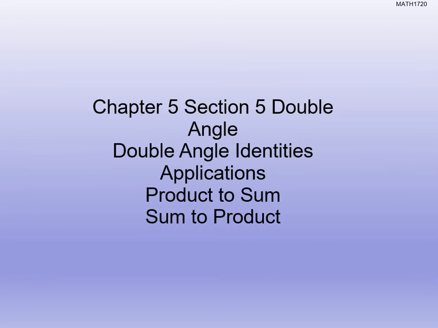We're going to be here in Section 5. We're going to do the double angle identities, be able to apply them, and then we're going to do product to sum. I'm not going to go through the proofs per se for all of these. I'm just going to go ahead and give you the double angle identities, and then I want you to be able to apply them when necessary.